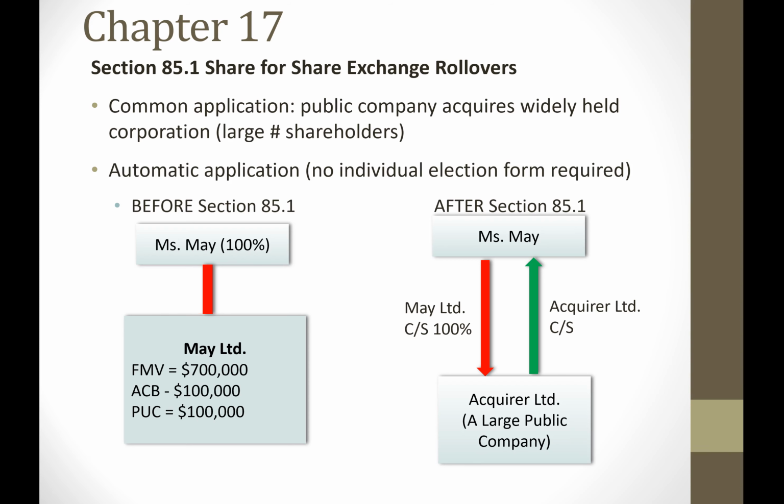So with an 85.1, if we look on the right side, Ms. May could exchange her common shares in May Limited, give those to Acquirer Limited, the big public company, and in return, she's going to get common shares of Acquirer Limited. Once again, this can all be done on a tax-free basis. Ms. May will not have to record any capital gain and will not have to pay any taxes. So that's a simple application of 85.1. Let's look at the details on the next slide.